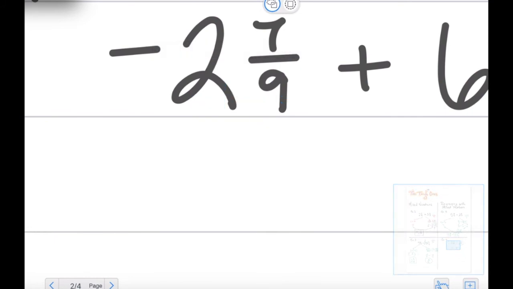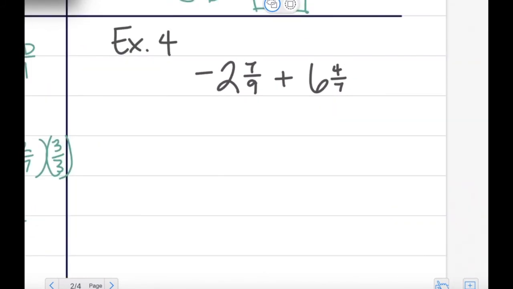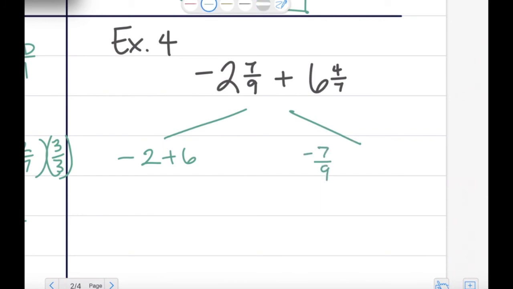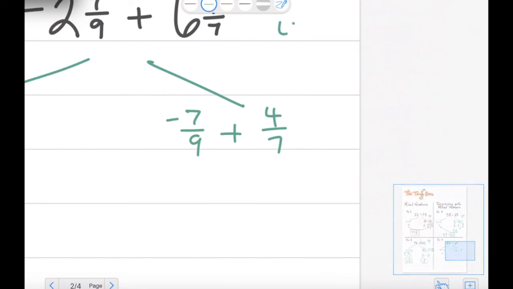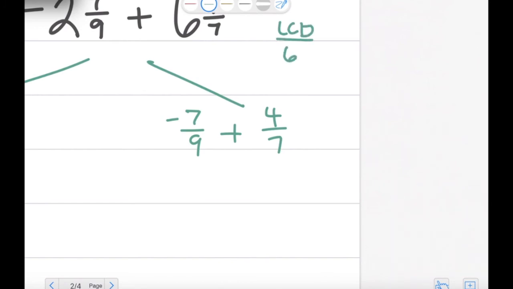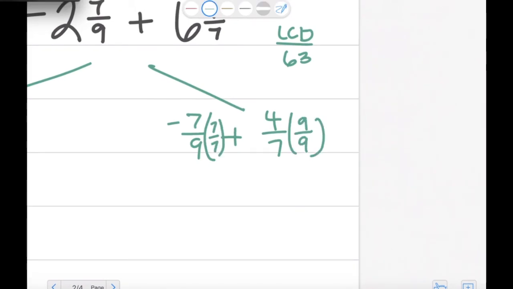But I'm going to still show you how to deal with this, kind of separating out the whole numbers and the fraction. So here, remember, this whole thing is negative. So we're going to have a negative 2 plus 6, and then a negative 7 over 9 plus 4 over 7. Negative 2 plus 6 is going to give us a positive 4. And then negative 7 9ths plus 4 7ths. We need a least common denominator, and that one is going to be 63. So I'm going to multiply the first fraction by 7 over 7 and the second fraction by 9 over 9. So this will end up being a negative 49 over 63 plus a 36 over 63.